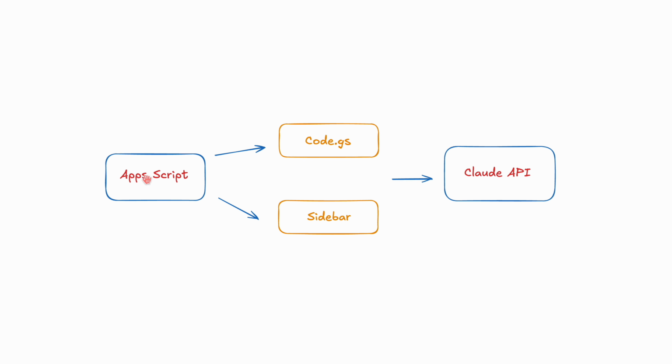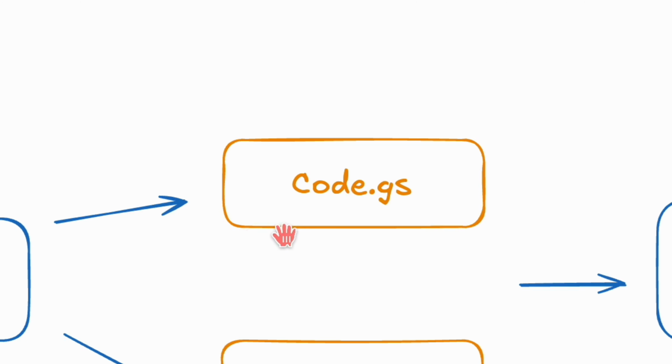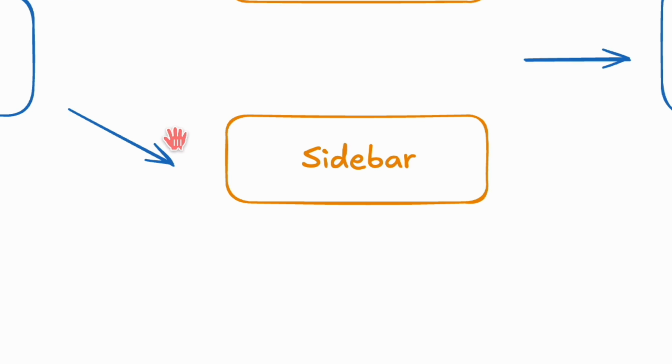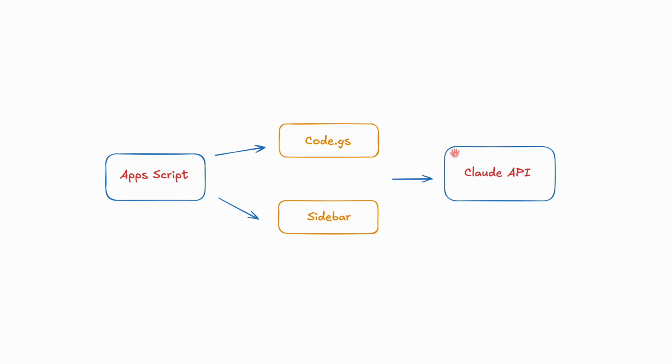We only need to create two simple files in AppScript, one for Code.gs and one for Sidebar.html. Finally, I'll show you how to connect the Claude API so it actually works.